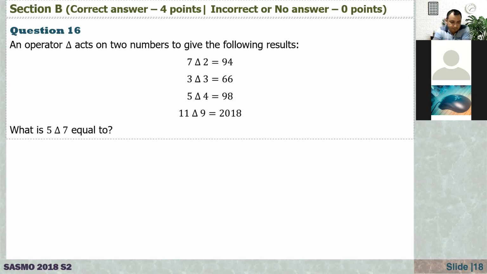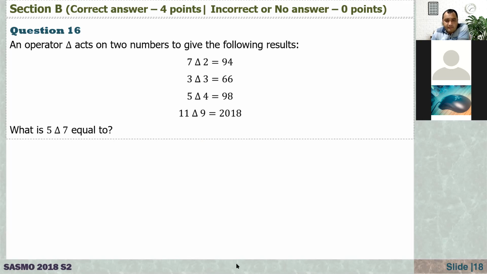I think it's 1210. 1210. Why? 7 plus 2 is 9, 3 plus 3 is 6, 5 plus 4 is 9, 11 plus 9 is 20. And the sum of two numbers, and the second part of each result is equal to the sum of the numbers minus the difference of the numbers. So you are adding two numbers, right?